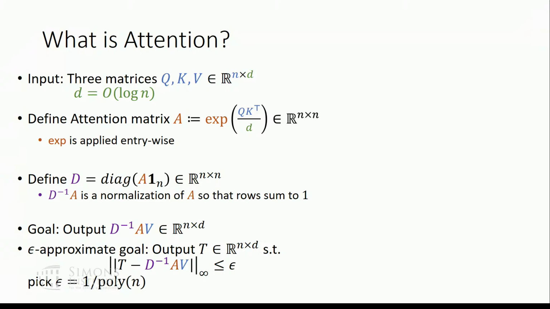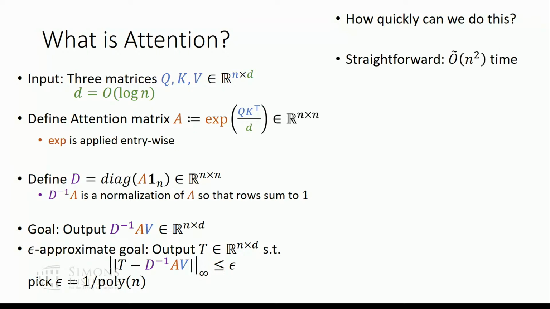And then you can ask, how quickly can we do this? Well, the straightforward algorithm where you just work through all the definitions takes about n squared time. You first multiply Q times K transpose, which gives you an n by n matrix, in about n squared time. You entry-wise exponentiate in n squared time. You multiply by the all ones vector in n squared time. You multiply by V in about n squared time. If you just straightforwardly do all these things, each step takes about n squared time.